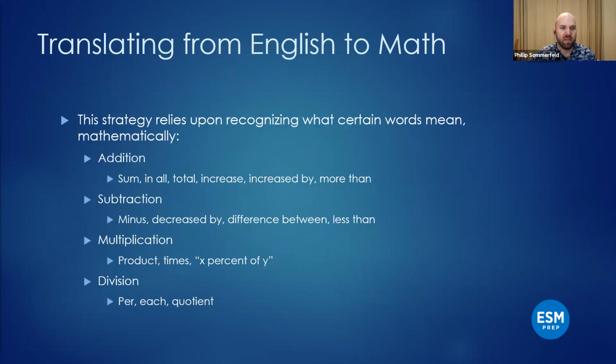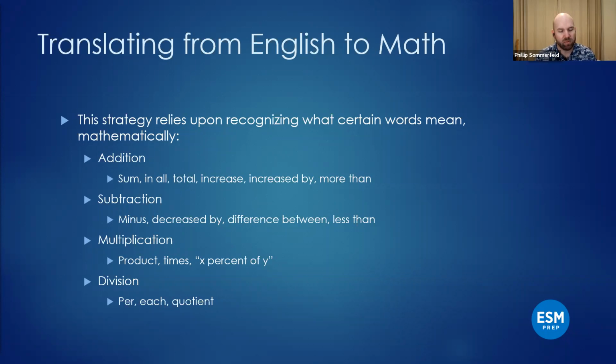So the first category, again, is maybe not so much a strategy, but it's very crucial, so we didn't want to skip over it. And that is translating from English to math. Really, this is making sure you understand what different terms mean on the test. For addition, there are all kinds of terms, and we just selected a handful that we thought were most likely to show up: sum, in all, total, increase by, more than. Subtraction: minus, decrease by, difference. Multiplication: product, times, x% of y. That's a really crucial one. And then division: per, each, quotient.